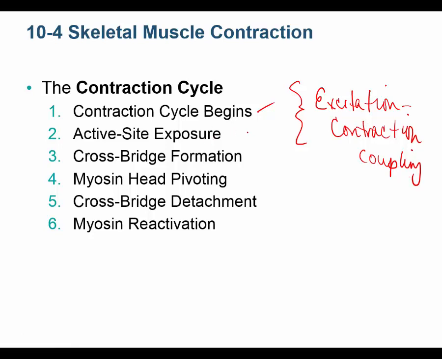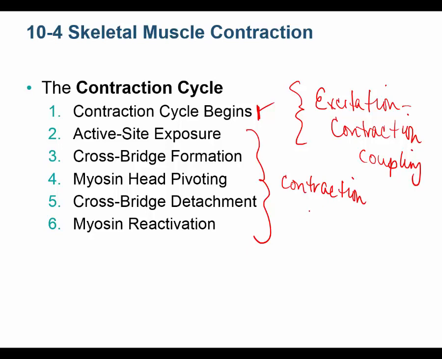And then we're going to talk about contraction, and that's all right here. But really, number 1 is called excitation-contraction coupling. How do we know the excitation leads to contraction? What is it that's coupling the two together? Because 2 through 6 here is the actual contraction. Well, what we're going to do is look at this as 1 through 6, the contraction cycle, and then go back and look at the excitation-contraction coupling.